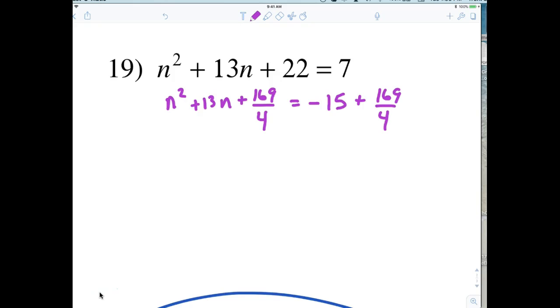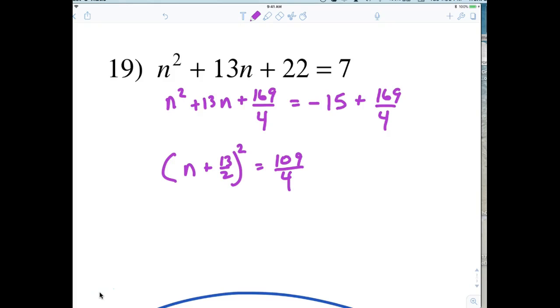Now, the next part is it factors into whatever the half was. So in this case, the half is what? 13 over 2 squared. Now, the hard part. Now, negative 15 is how many fourths? Negative 60. So now negative 60 plus 169. So we would say 109 over 4. Any questions with that?